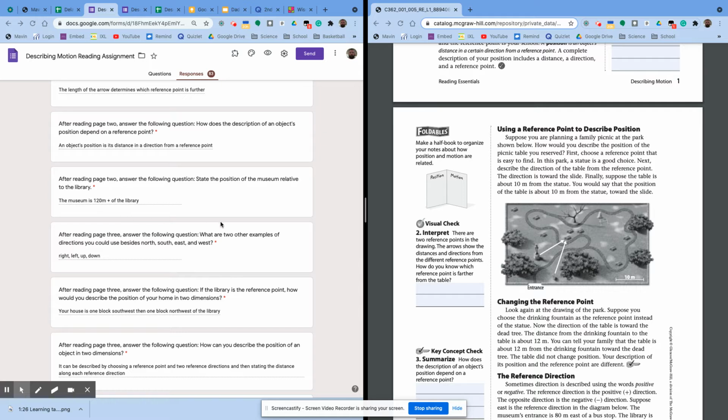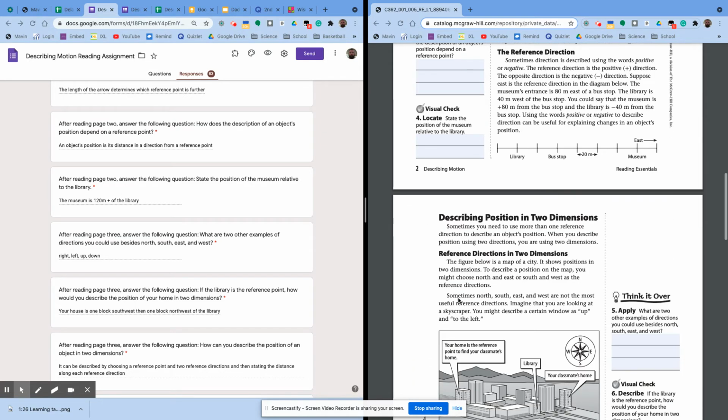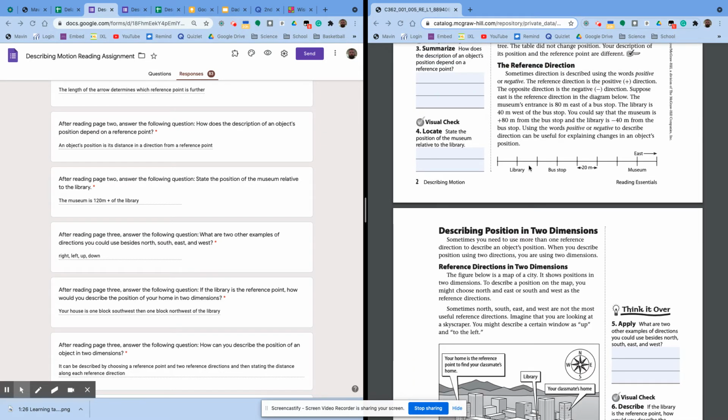Here, state the position of the museum relative to the library. So we have this here. So if these boxes are 20 and it goes over 1, 2, 3, 4, 5, 6 boxes, that's 120, and it's to the east of the library. And some of you may have put plus because that's what they were talking about here, that it's going in a positive direction rather than a negative direction.